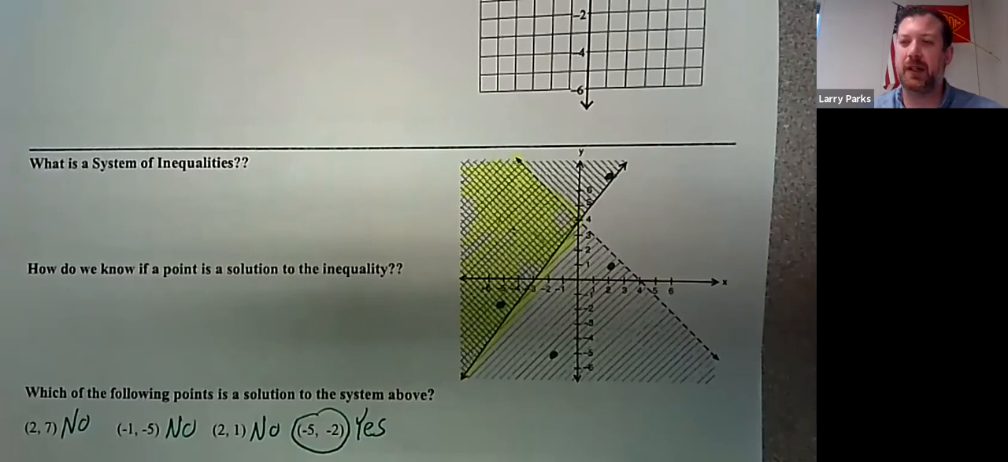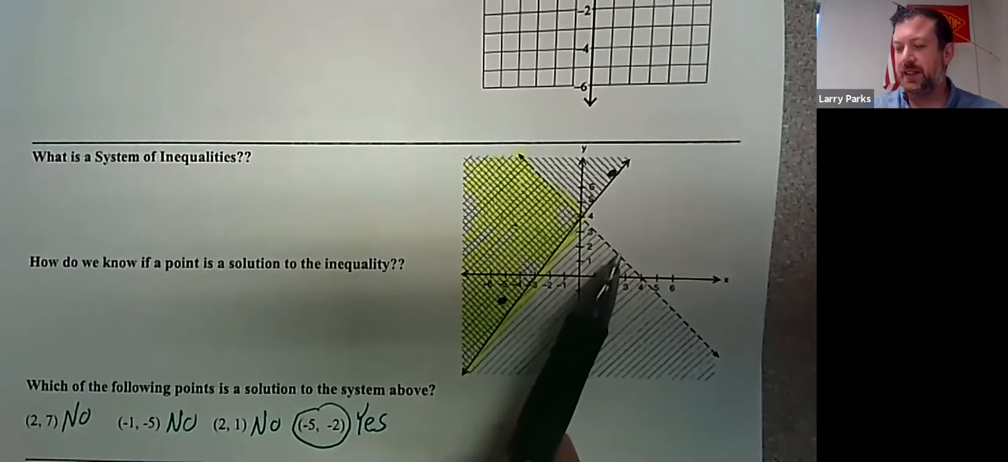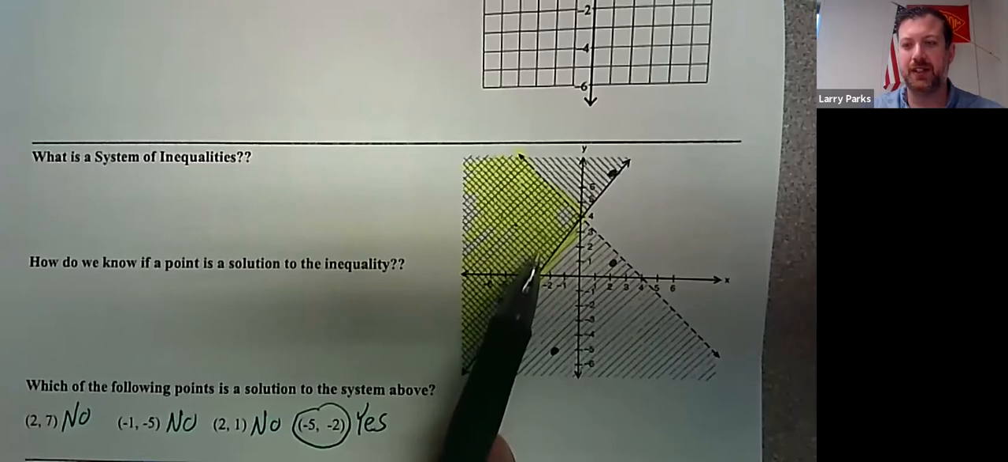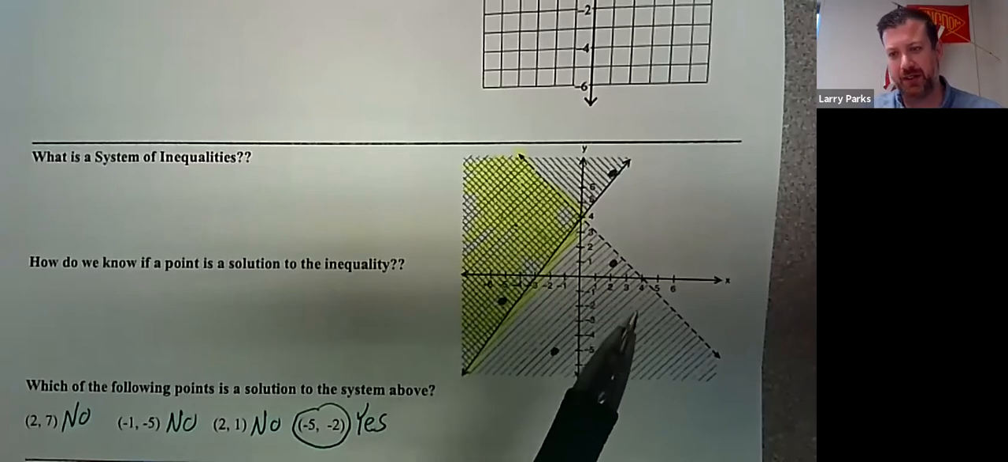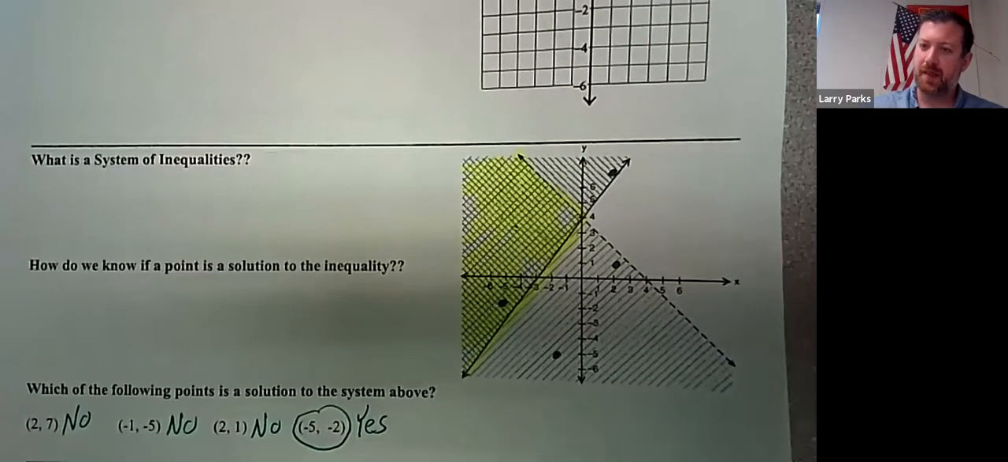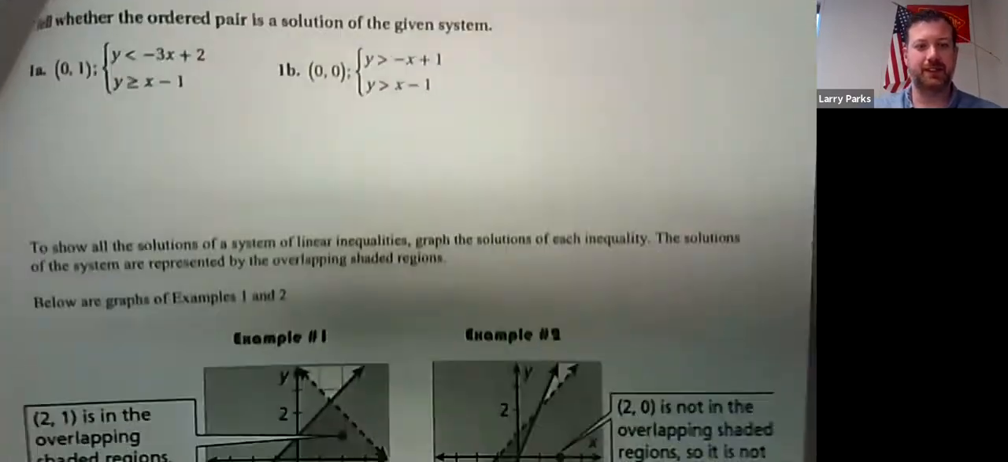The key to this, why kids miss this, is they forget the difference between a dashed and a solid line, or they never learn how to graph inequalities. Let's get started.